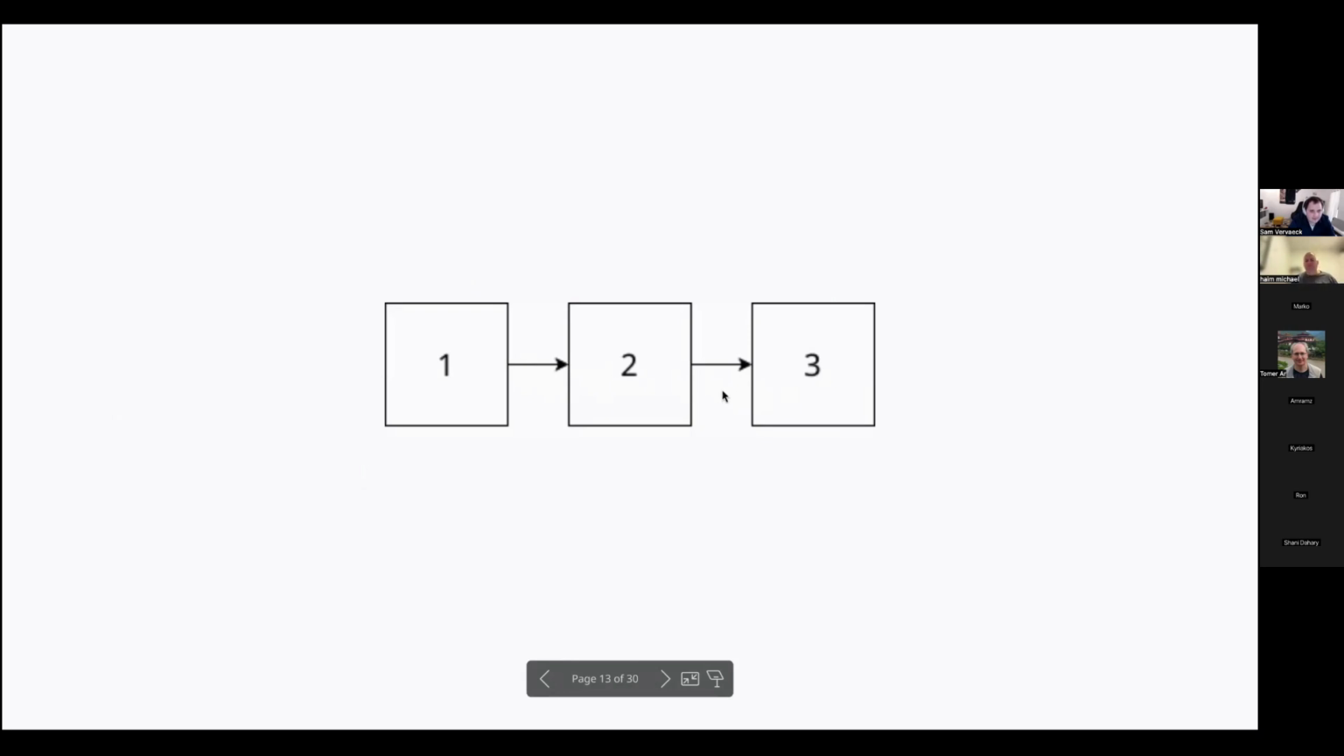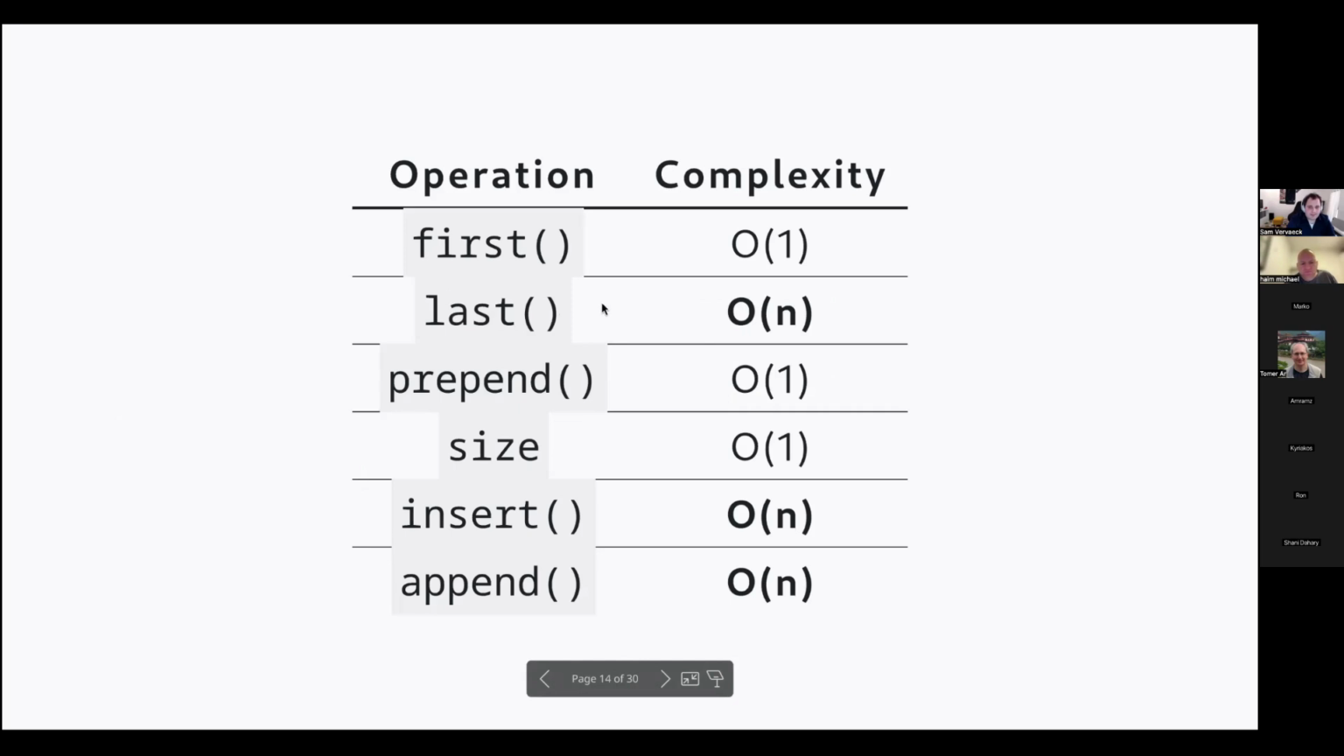But it has some bad performance characteristics. It depends on what you want to do. For instance, if you want the last element of a single linked list, it is O(n), and you have to traverse all elements. If you want to insert an element at a random point, it's O(n), and so you have to traverse all elements. On the other hand, the size is always O(1), prepend is always O(1), and getting the first element is always O(1).